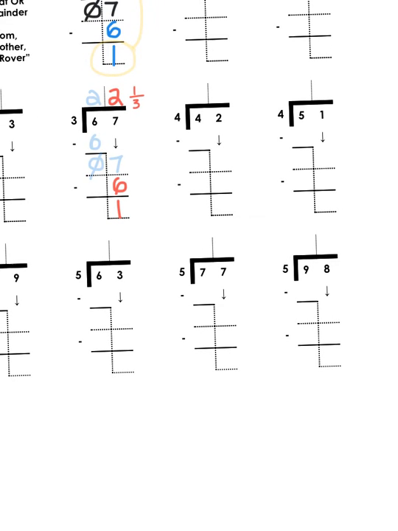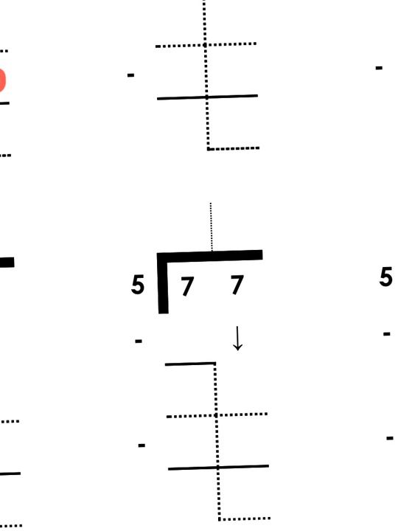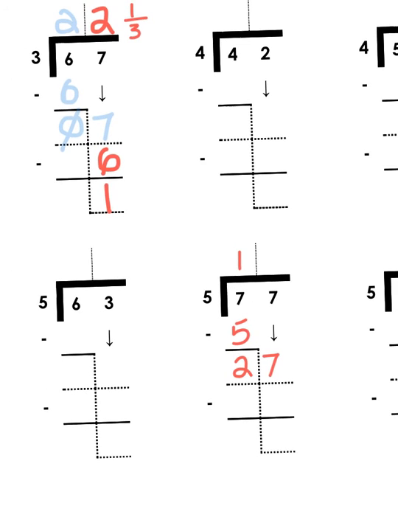Now, of course, anything divisible by 5 should end in a 5 or a 0, so I know I'm going to have a remainder. Let's see. I can get one group of 5 out of 7, because 1 times 5 is 5. Subtract the difference. Bring down the 7. And now I begin again.